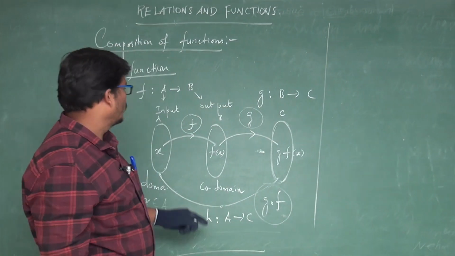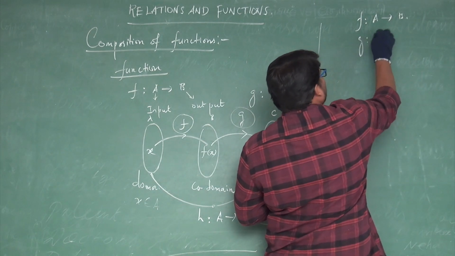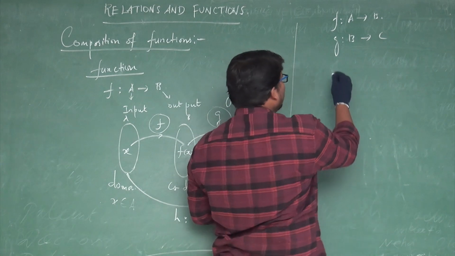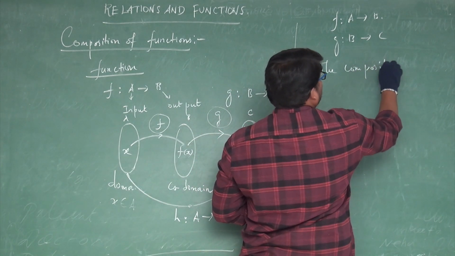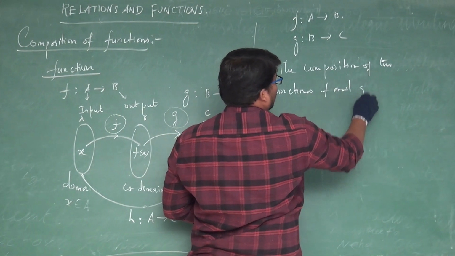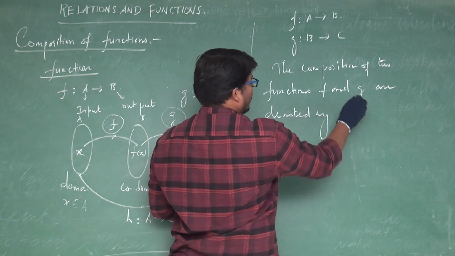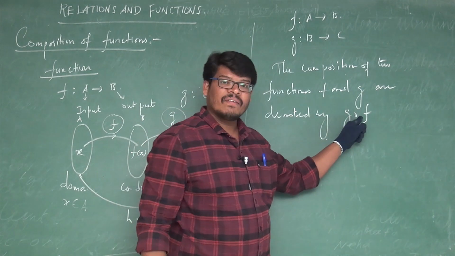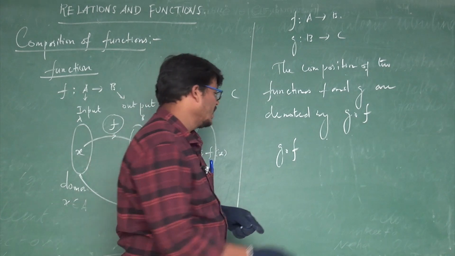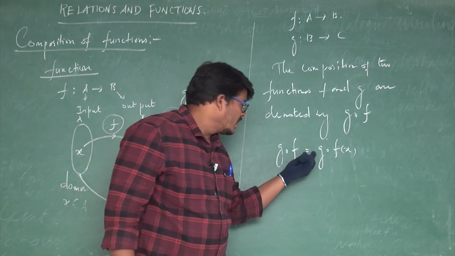Take two functions. One function is f from A to B, and another function is g from B to C. The composition of the two functions f and g is denoted by g dot f, where the dot denotes composition of two functions. g dot f is defined as g of f of x.